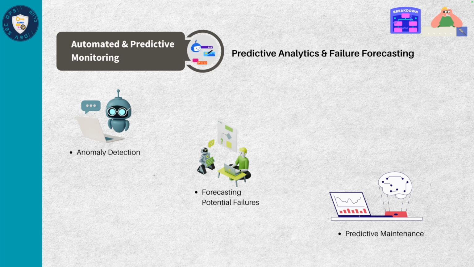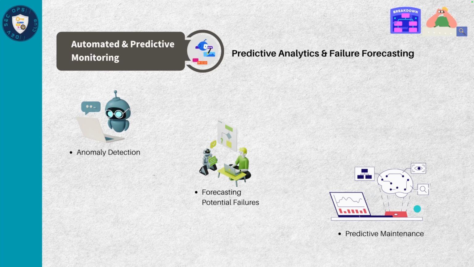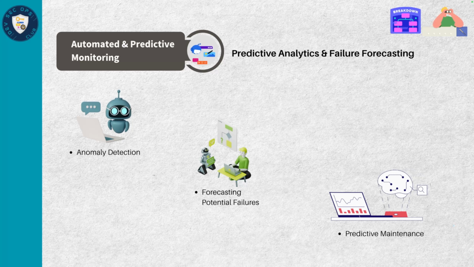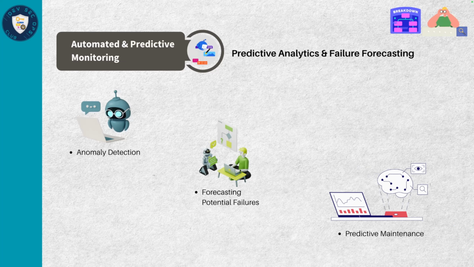So forecasting potential failures, anomaly detection, predictive maintenance, and why is this important? Instead of waiting for issues to happen, predictive analytics prevent outages, improve reliability, and reduce costly repairs.